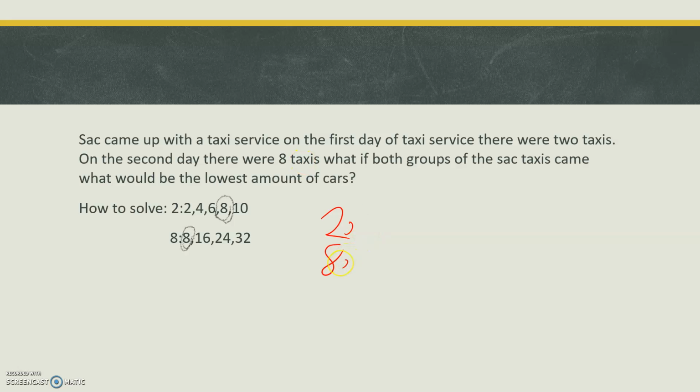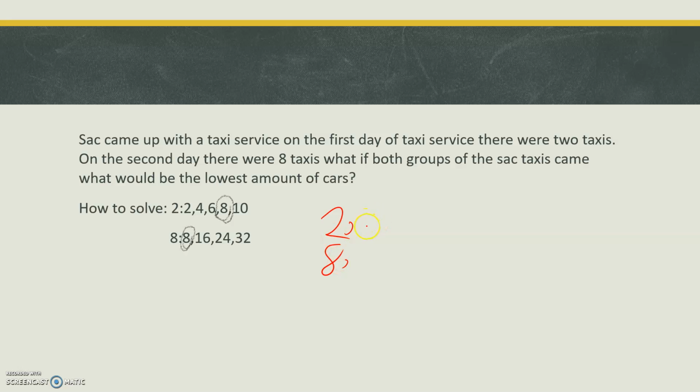SAC came up with a taxi service. On the first day of taxi service, there were 2 taxis. On the second day, there were 8 taxis. What if both groups of taxis came on the same day? What would be the lowest amount of cars? So we're trying to find the LCM.